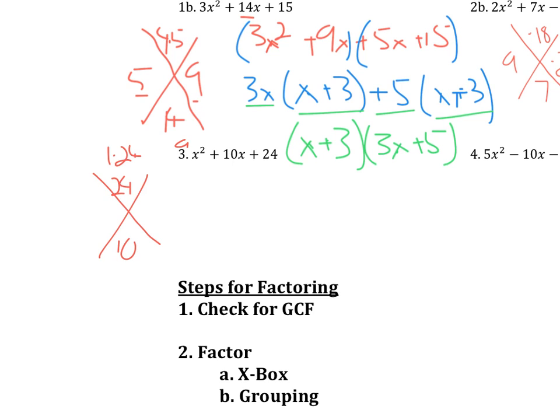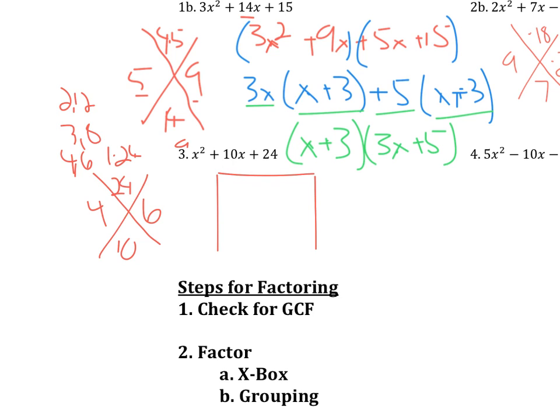So things that multiply to 24, 1 and 24 we already saw, that doesn't add to 10. What about 2 and 12? And that adds to 14. 3 and 8. Well, that adds to 11. We're getting closer. 4 and 6. That adds to 10, so that works.